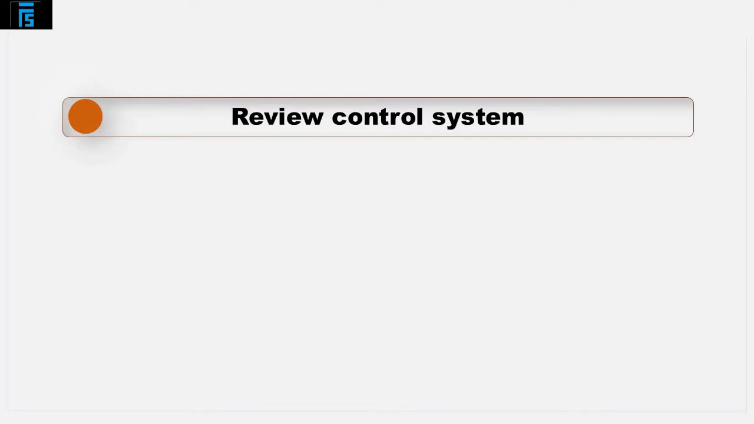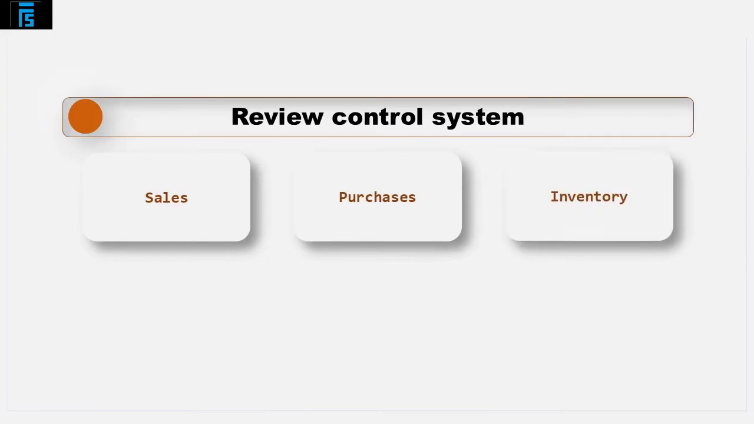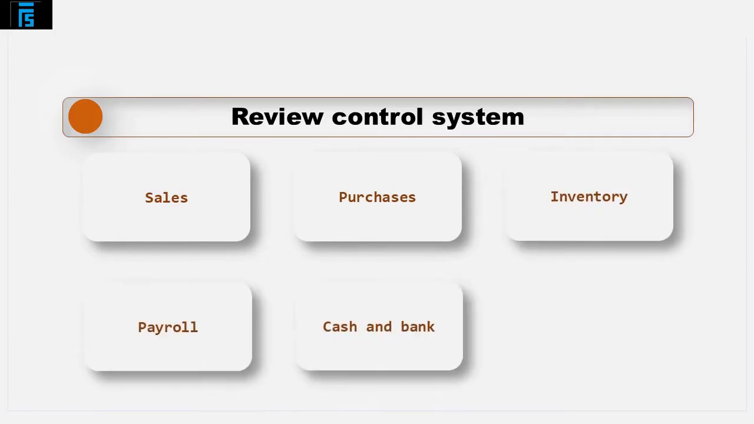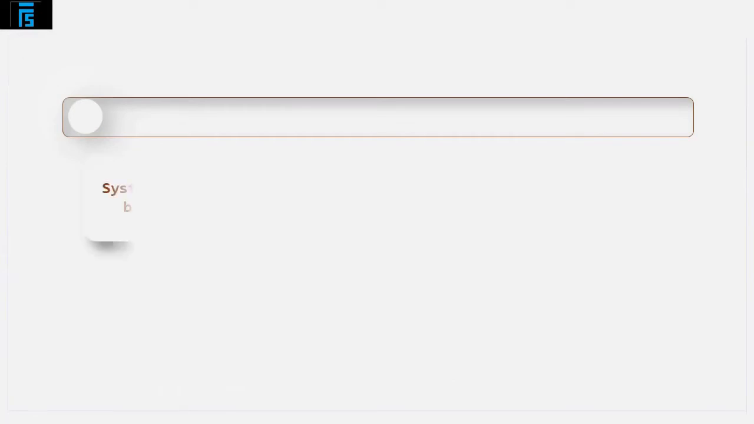When performing the audit work, auditors must review the control systems that relate to the financial statements. These can include the following systems: sales, purchases, inventory, payroll, cash and bank, and non-current assets. Each system must be reviewed and understood by the auditor.